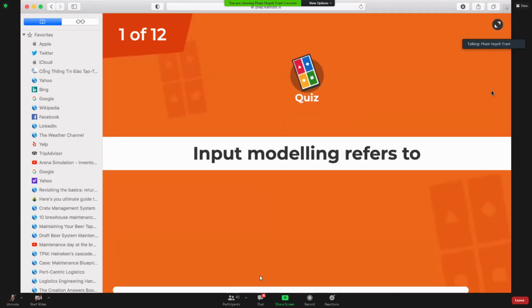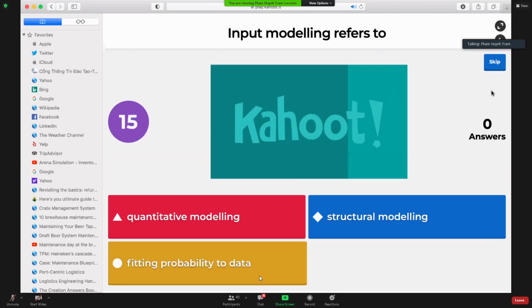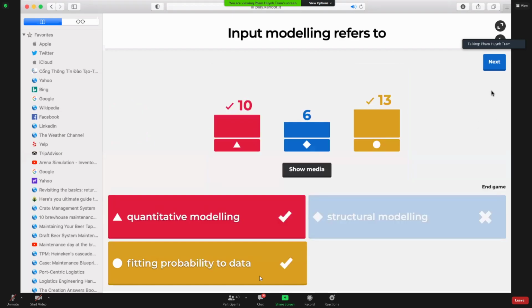Input modeling refers to quantitative modeling, or structural modeling, or fitting a probability to data. Right. So, you can choose both quantitative modeling and fitting probability to data. Both of them are correct, right? Because in input modeling, we have to deal with the data, so it's quite quantitative. And of course, we also try to fit the probability to the data. So we have two correct answers here. Okay, very good.